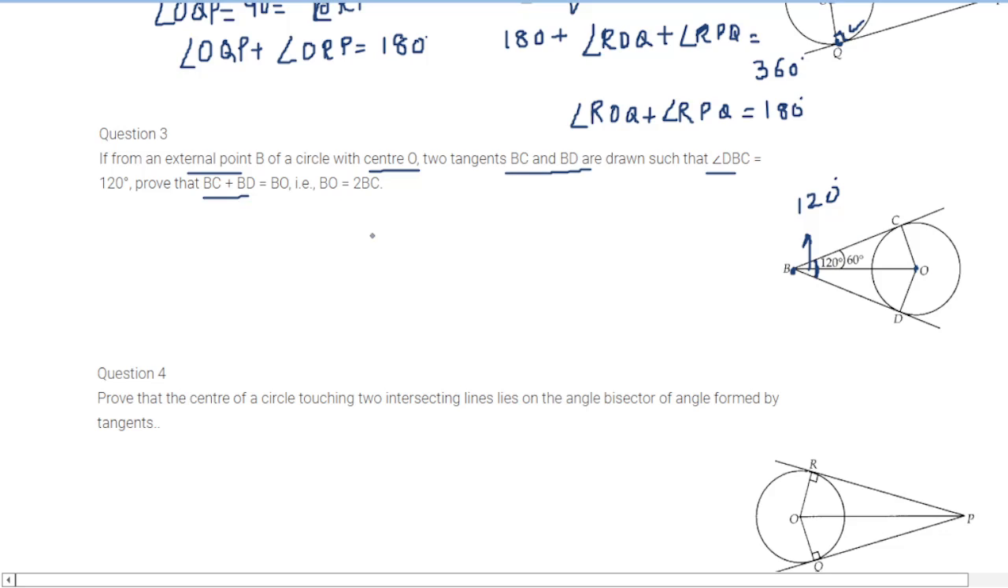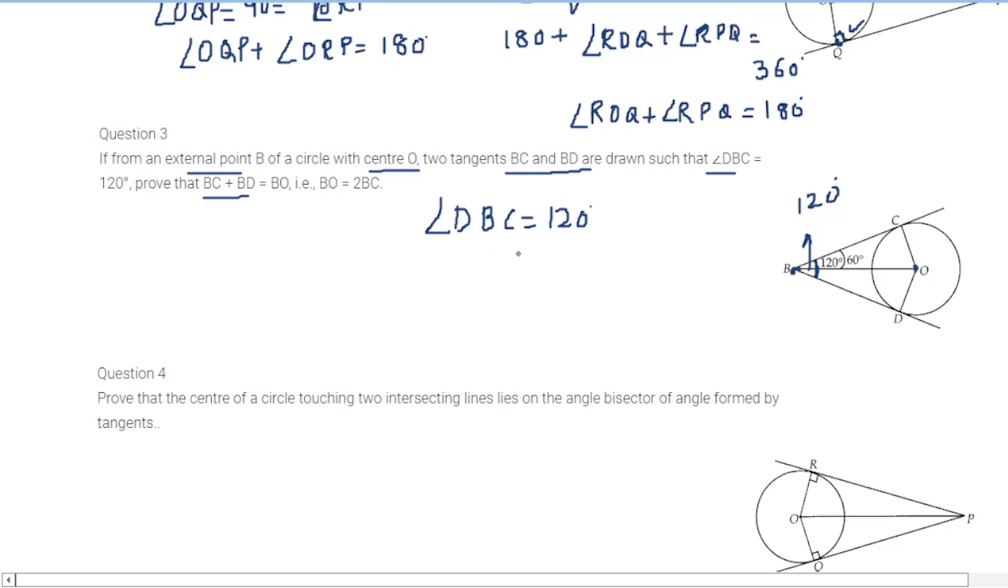Okay, now it is given that angle DBC is 120 degrees and BC and BD are tangents to a circle. So if angle DBC is 120 degrees and point B is joined to the center of the circle, we know that OB will bisect this angle DBC.